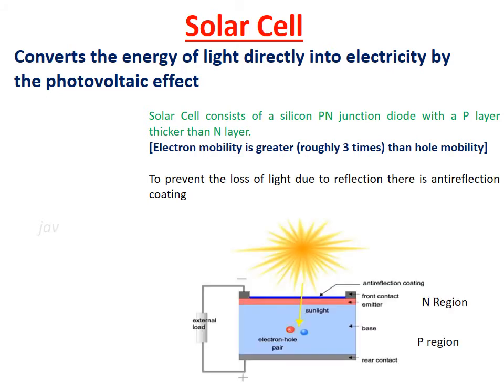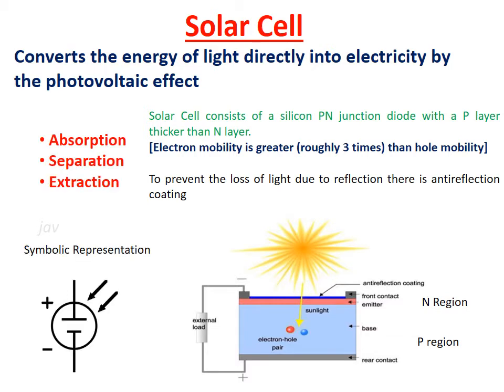And this is a figure of a solar cell with N and P regions, P thicker than N, and on top of it we have an anti-reflection coating. When light falls on a solar cell, three things happen: absorption, separation, and extraction. And this is a symbolic representation of a solar cell.